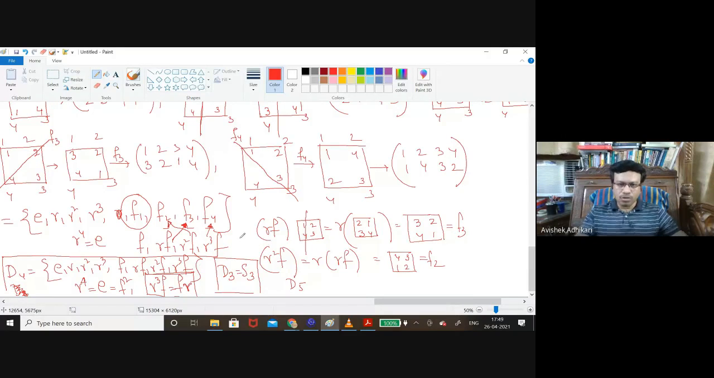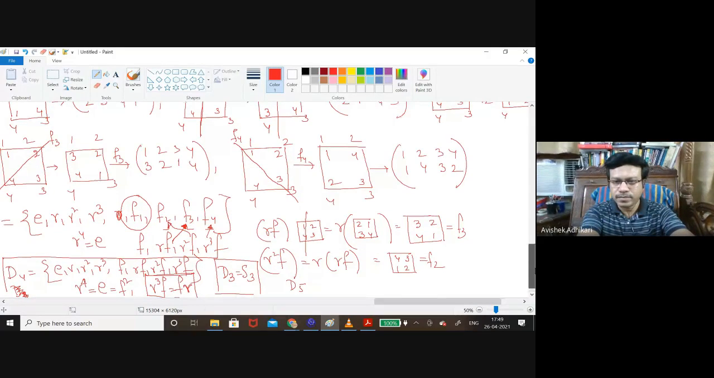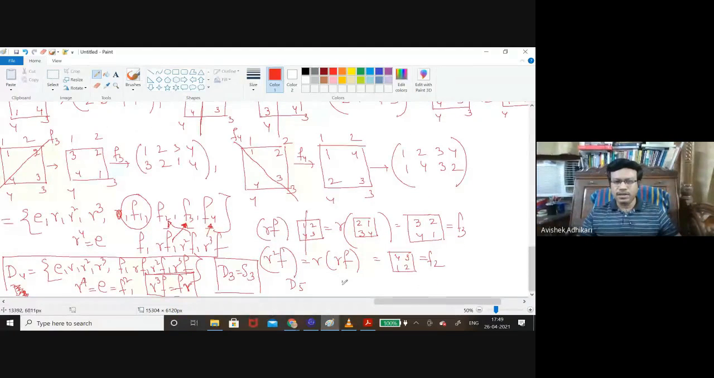And now your homework will be: find the relation between D4 and S4. Now you can check that for each of these symmetries I have a permutation, and each of these permutations belongs to S4. Now what is the relation between D4 and S4? Whether D4 is a subgroup of S4 or not? That's the question.